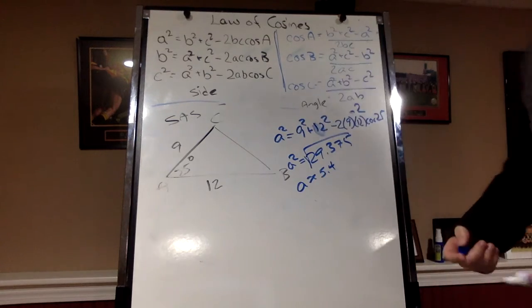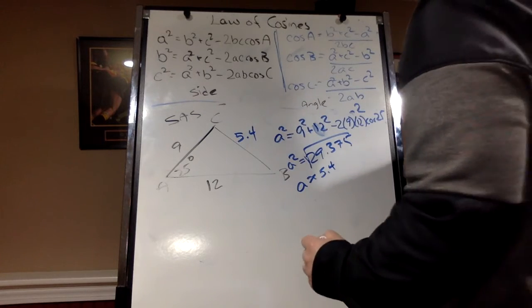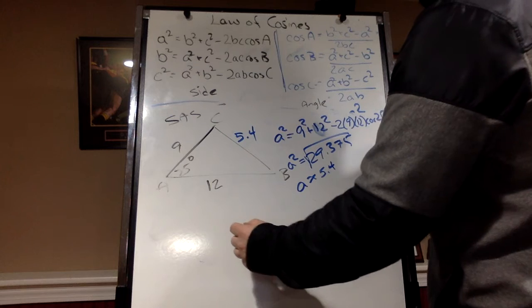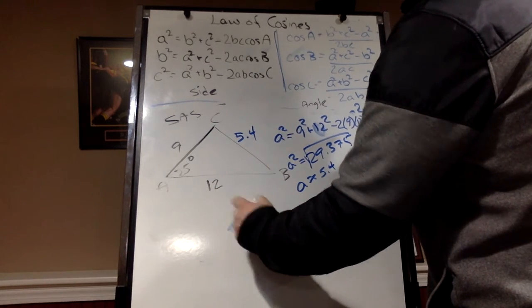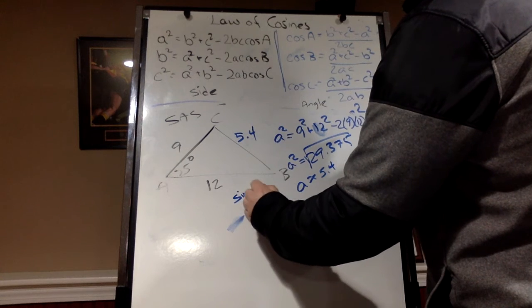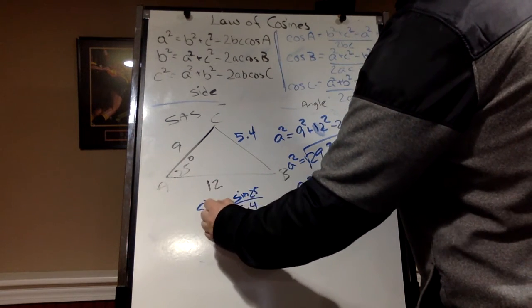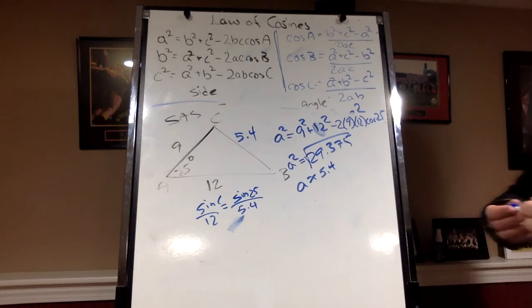From there, do the same thing as we did on the other one. So that's 5.4. Jump right into law of sines. So I'm looking for an angle. So sine of 25 over 5.4 equals sine of, say, C over 12. Multiply the 12 over. Bam.